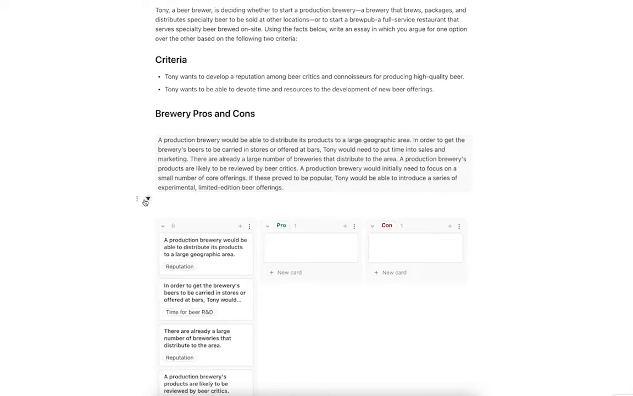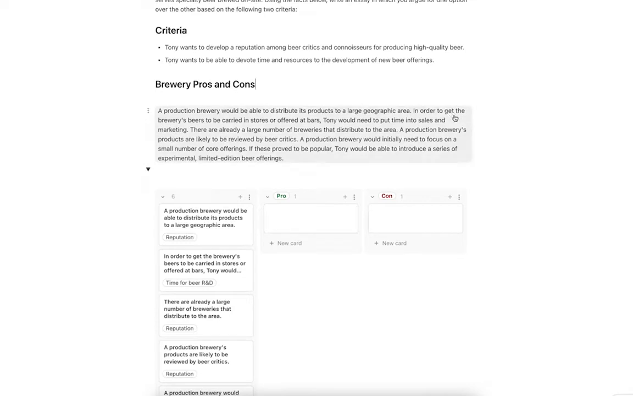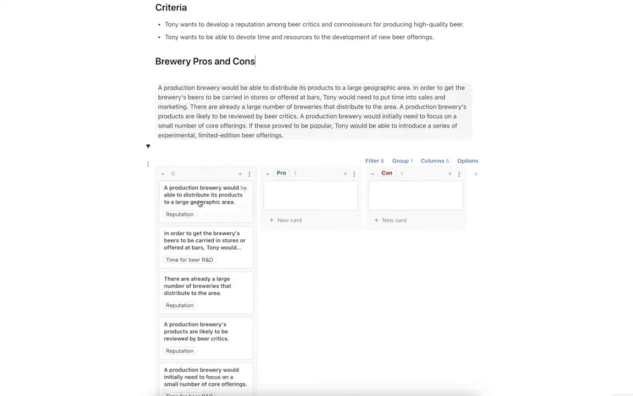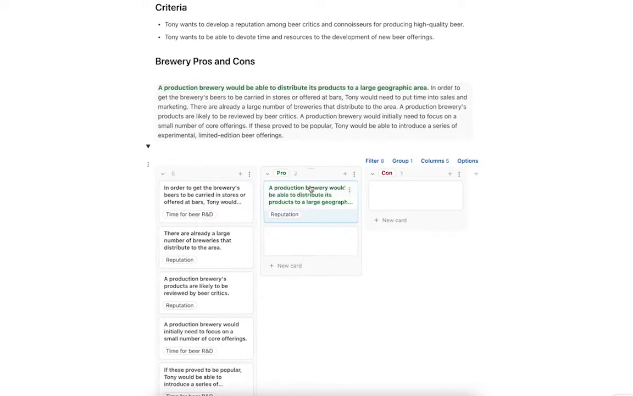So right here, I've broken out each one of these sentences into cards, and then I've labeled it with the criterion that I think it speaks to. Here's the first one. A production brewery would be able to distribute its products to a large geographic area. So I think that has to do with criteria number 1. Tony wants to develop a reputation among critics and connoisseurs. I'll argue that if he distributes his beer widely, it's going to be easier for him to develop that reputation. And so I'm going to say that this is a pro.